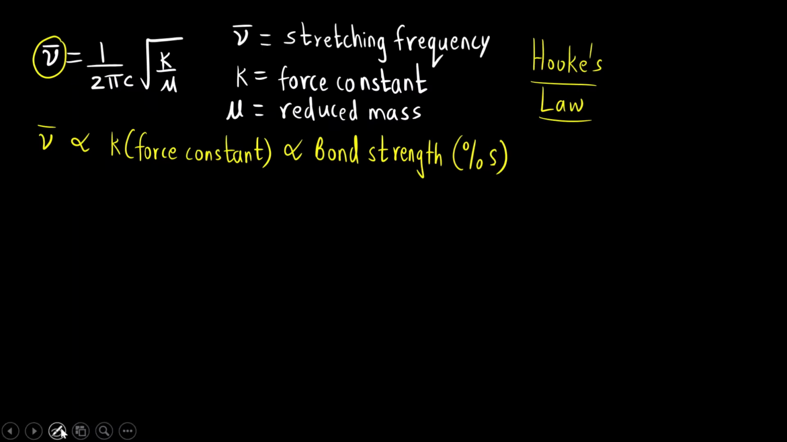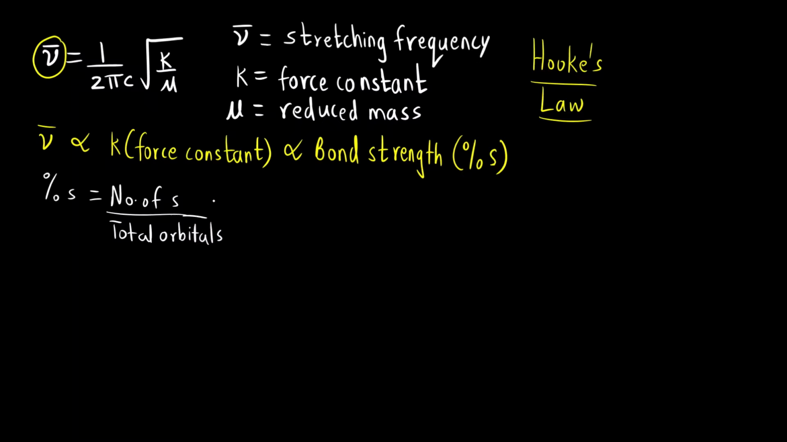So let us first try to understand what exactly is a percentage s character. So how do you calculate percentage s character? Percentage s character is equal to number of s orbitals divided by total orbitals multiplied by 100. Now from this relation, the greater the percentage s character, the more will be the bond strength, and bond strength is directly proportional to force constant. So force constant will be higher, so the stretching frequency will be higher. So in short we can say stretching frequency is directly proportional to the percentage s character.